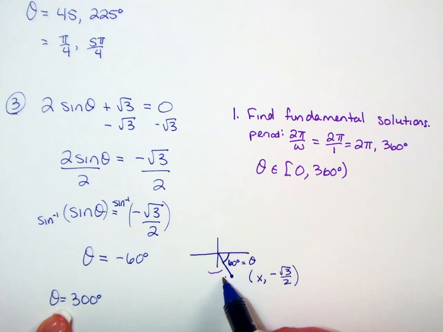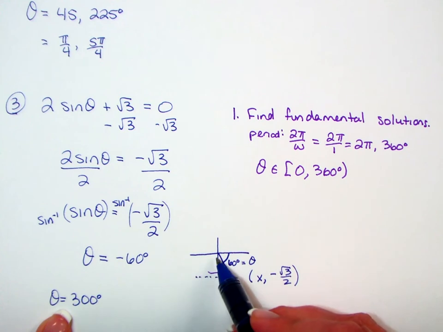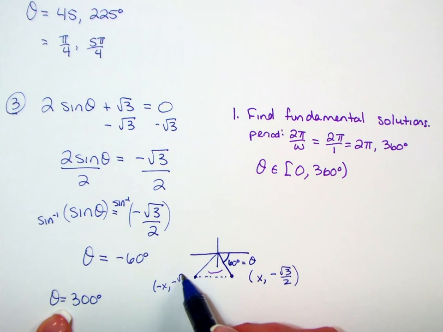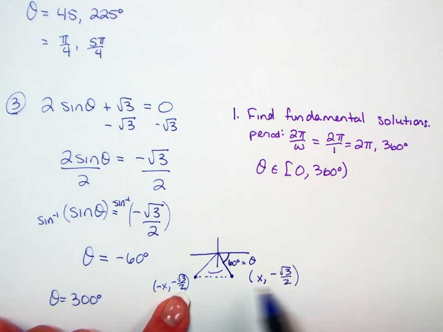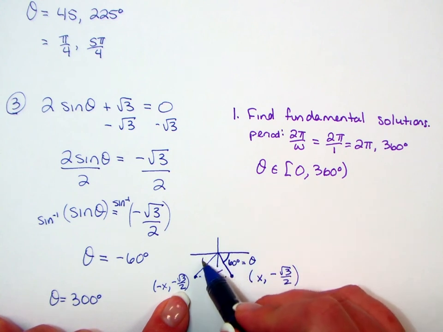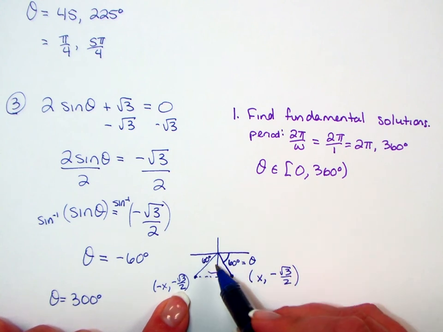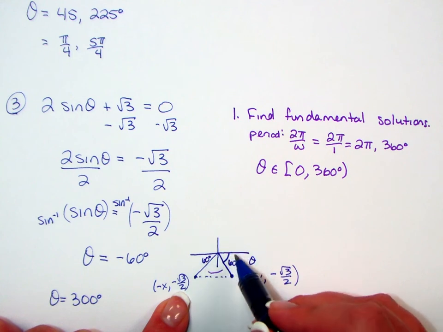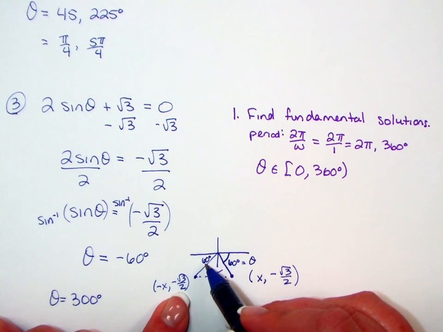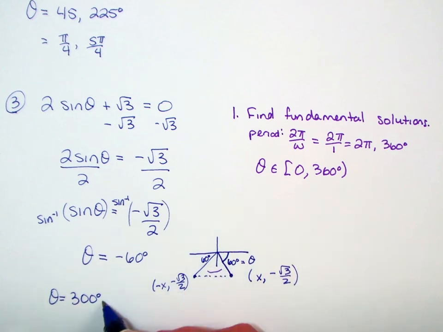Well, that's going to occur across the way, right? And this is where we're going to get negative x, negative radical 3 over 2, right? These 2 points will have the same sine value. So where is that? Well, it's a reference angle of 60 degrees, but in quadrant 3. So how many degrees is that? When rotating from 0, we're going to go 180 plus 60 more, which gives us 240 degrees, right?